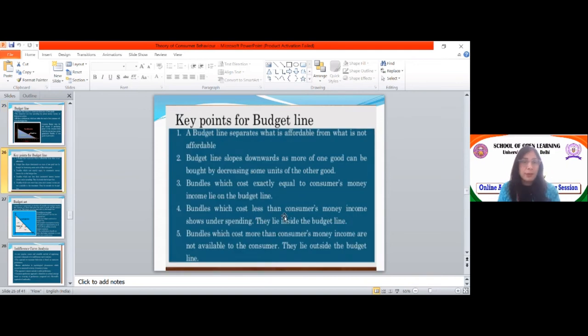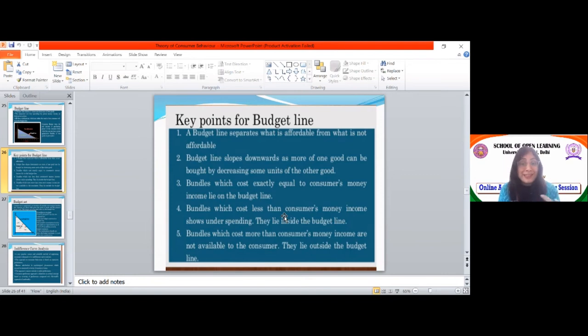Now the key points for budget line. What are the key points? A budget line separates what is affordable and what is not affordable. Obviously, when we don't want to take a loan to purchase something and get into debt, the budget line slopes downward as one or more good can be bought by decreasing some units of other good.